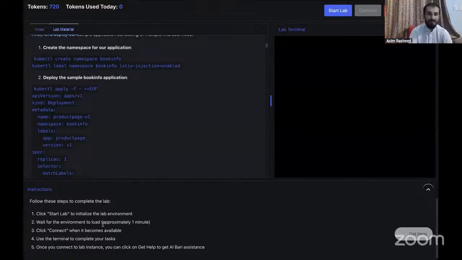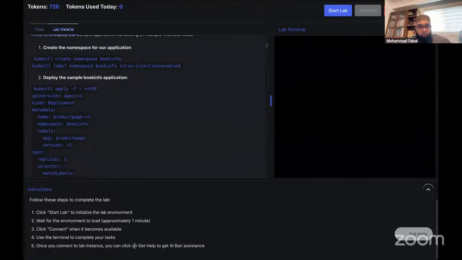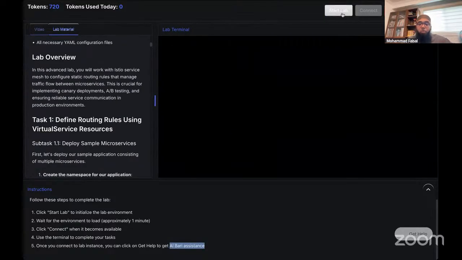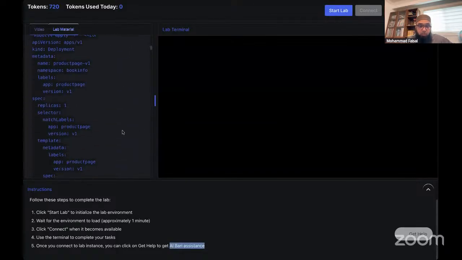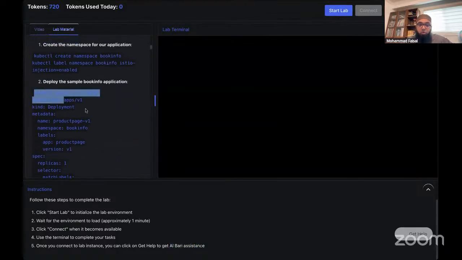Wait for the environment to load, click connect when it becomes available, use the terminal to complete the task, right? Once you connect to the lab instance, you can click on get help to get Albari assistance. Albari is very important for you, right? Because it will give you assistance on all the things whenever you are stuck in the lab. You can also connect to the lab through SSH, right?